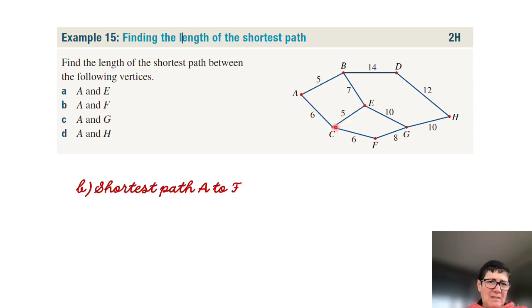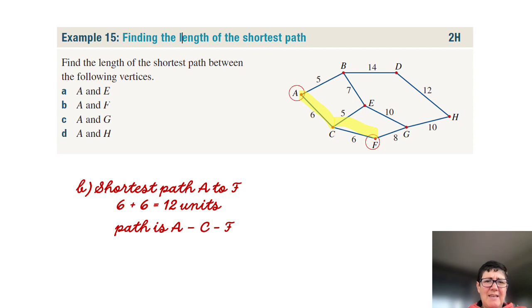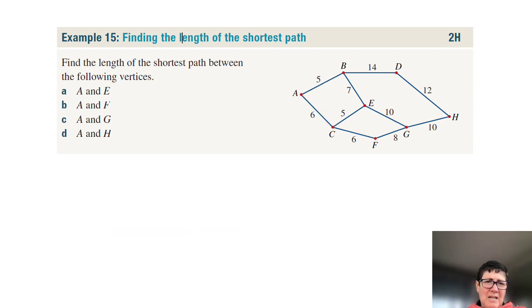Part B, shortest path A to F. Alright, and you can look and play, but I think it's just basically 6 plus 6. Okay, so it's 12 units, and the path is A to C to F.